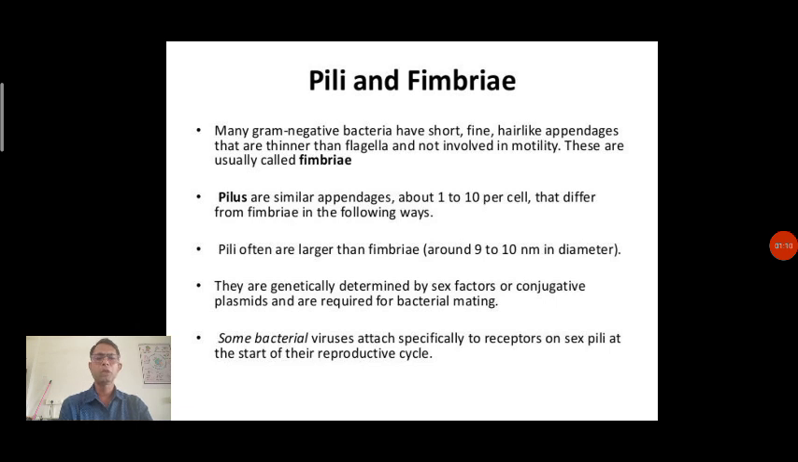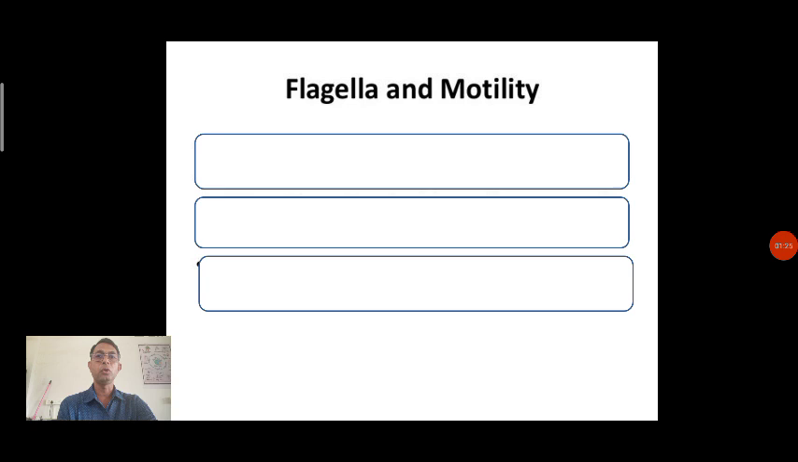So basically, pili and fimbriae are useful appendages or organelles for the attachment of bacteria. These are the two most important things we discussed in the last lecture. Now moving to the next parameter, that is flagella and motility.